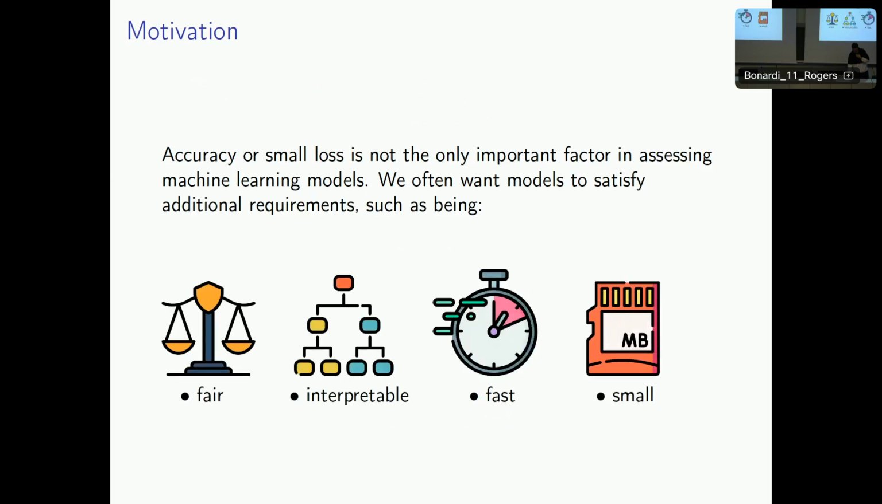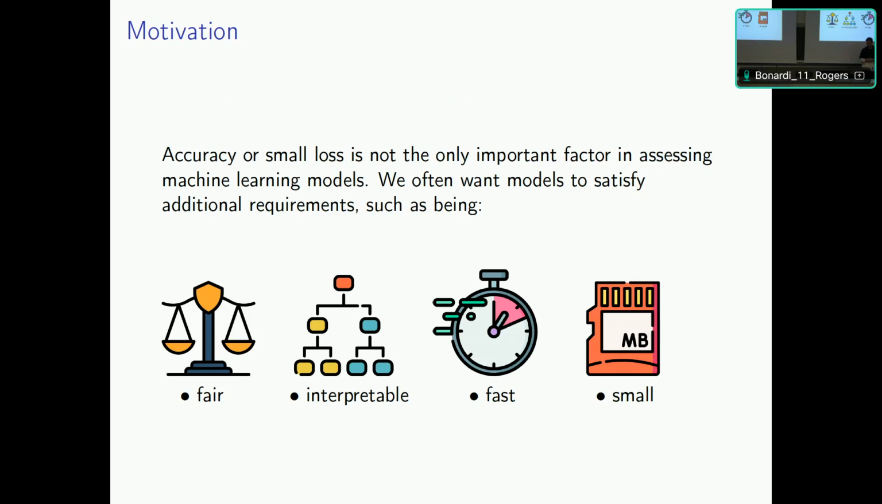Okay. So when we talk about the performance of machine learning models, usually the first thing that comes to our mind is their accuracy or their loss value. However, nowadays, especially that we are deploying these models in real-world applications, we might also want our models to satisfy some other conditions. For example, we might want our model to be fair so that it doesn't give advantage to a certain group of the population. We want our model to be interpretable so that we can explain why it's behaving in a certain way.